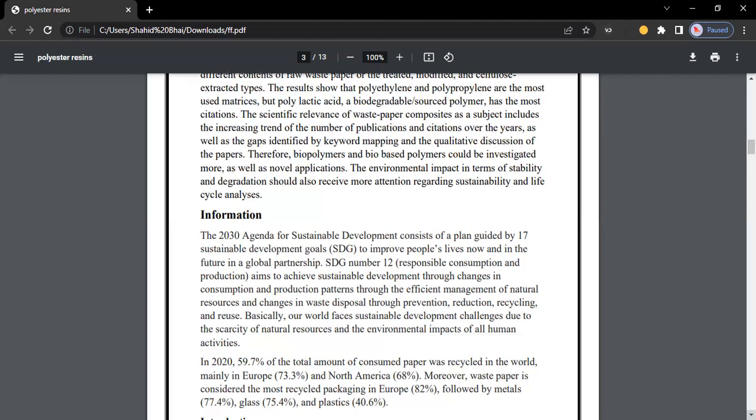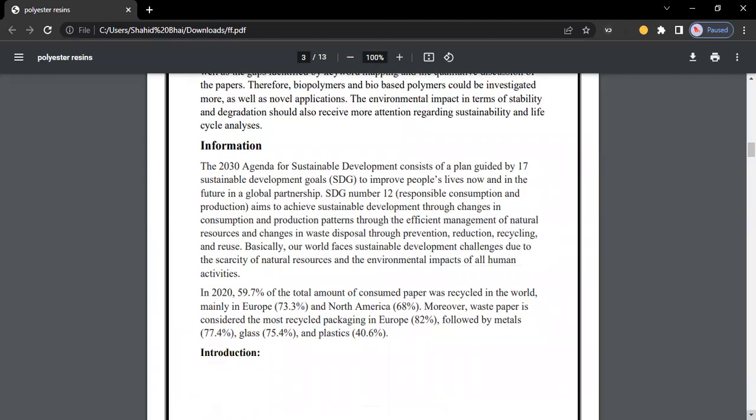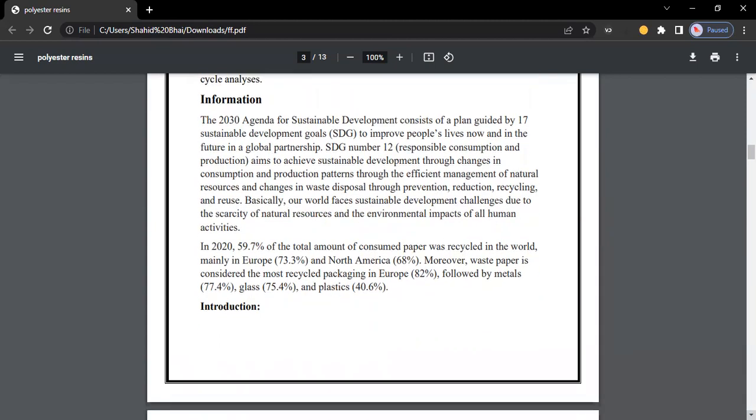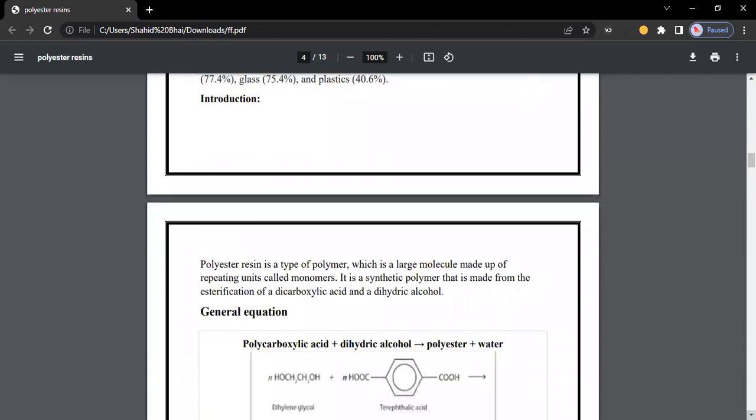In 2020, 59.7% of the total amount of consumed paper was recycled in the world, mainly in Europe, 73.3%, and North America, 68%. Moreover, waste paper is considered the most recycled packaging in Europe, 82%, followed by metals, 77.4%, glass, 75.4%, and plastic, 40.6%. So, we discussed the introduction of the polyester.